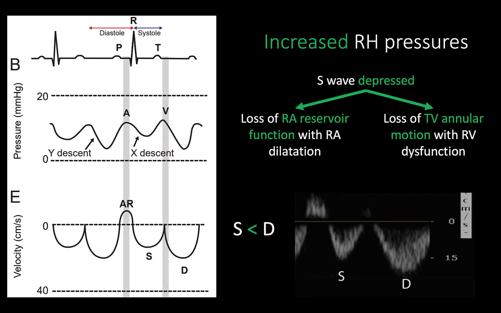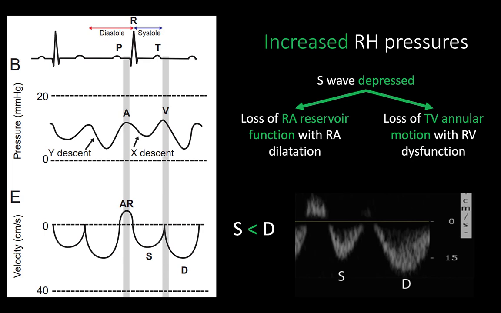As right atrial filling pressure increases, the right atrial pressure changes in a predictable pattern reflected in the hepatic vein tracing. The X descent is less pronounced and ends at a higher pressure than in a healthy subject. This is secondary to the loss of the right atrial reservoir function, since high right atrial pressure dilates the right atrium, minimizing the impact of the relaxation. This may also be exacerbated by the loss of tricuspid valve annular motion if right ventricular systolic dysfunction is present.